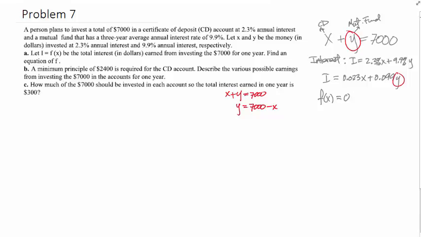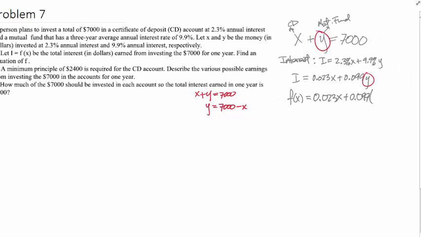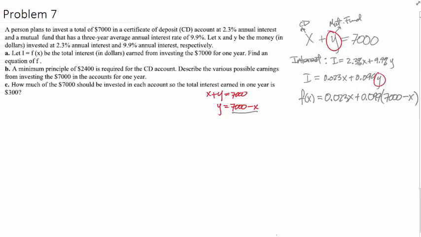So let's rewrite this as 0.023 times x plus 0.099 times (7,000 minus x). Now we can leave it like that, I suppose, but we can also simplify it, especially if we're going to work with this later on.